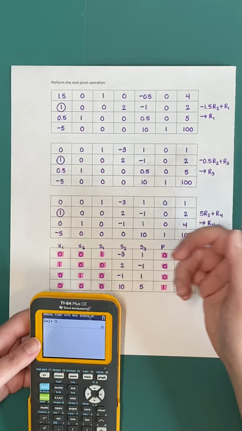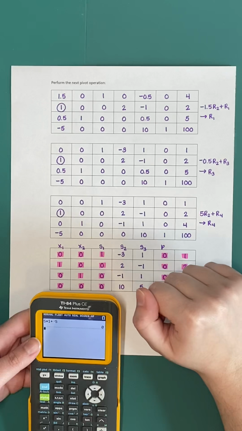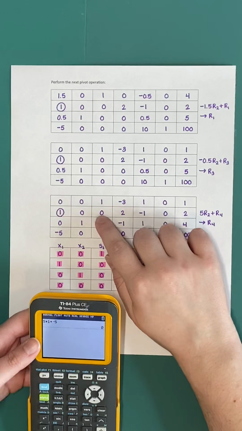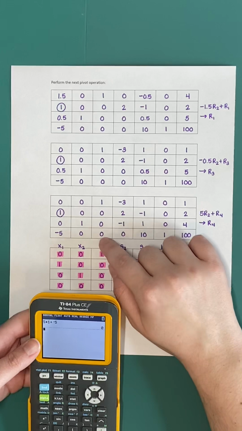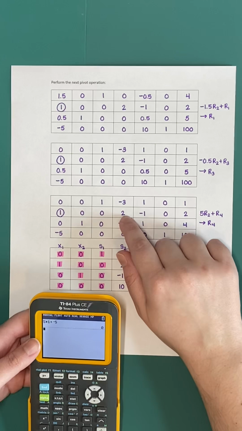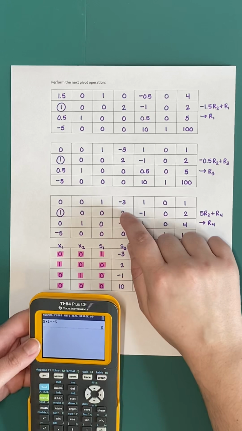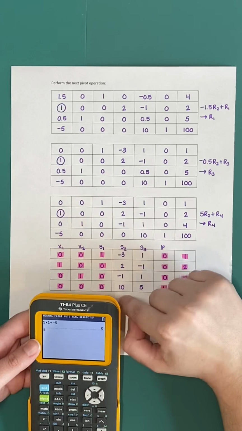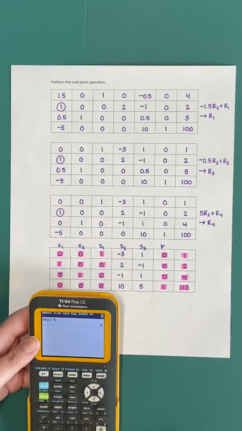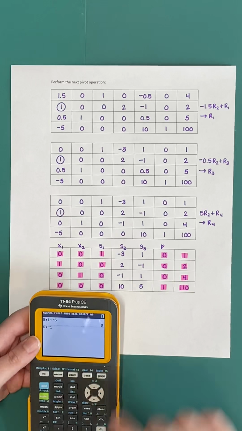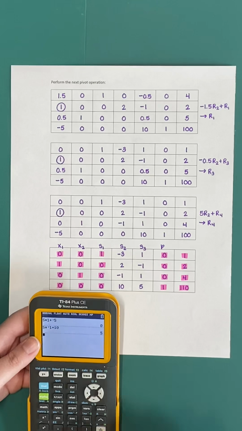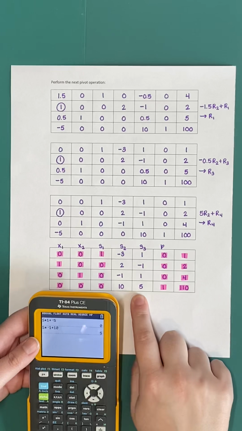It's not going to change. The only other columns that'll change will be the non-pivot columns. Okay, so let's keep going. 5 times 0 is 0, plus 0 is 0, so that element doesn't change. 5 times 2 is going to give you 10. 10 plus 0 is going to be 10. 5 times negative 1 is negative 5, and then we're adding that to 10, so plus 10 is going to give us 5.